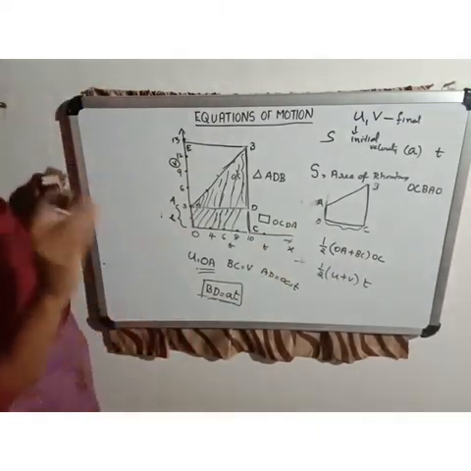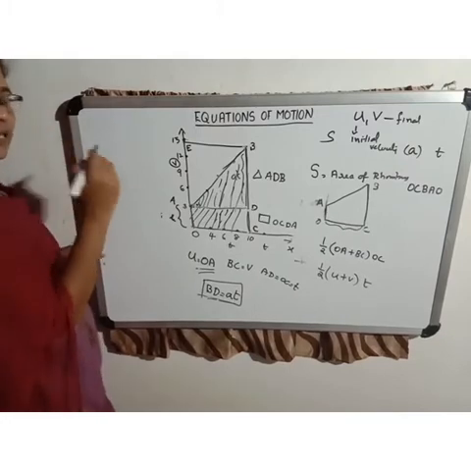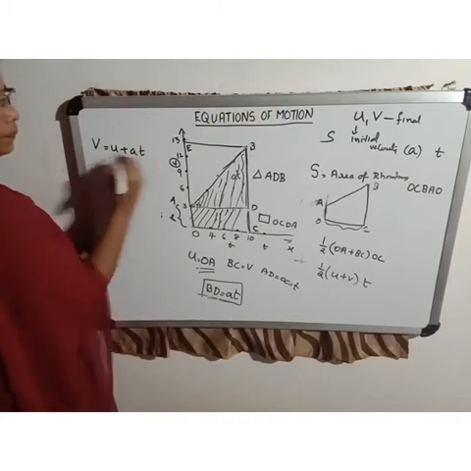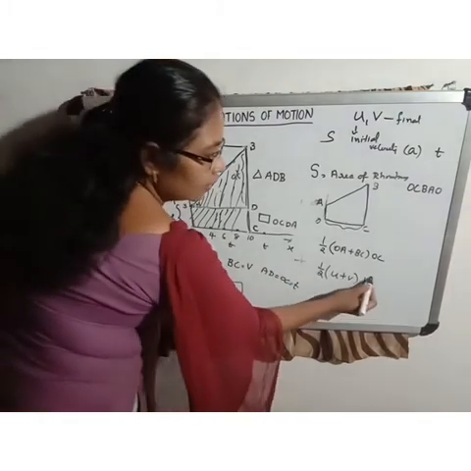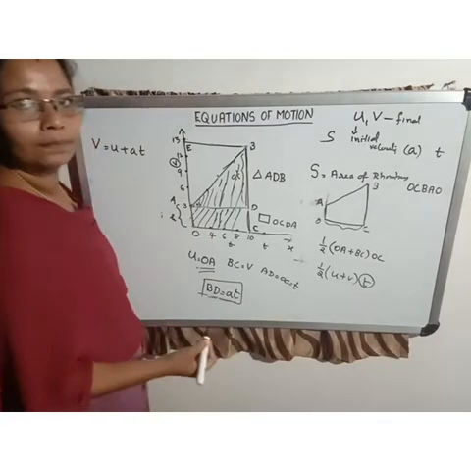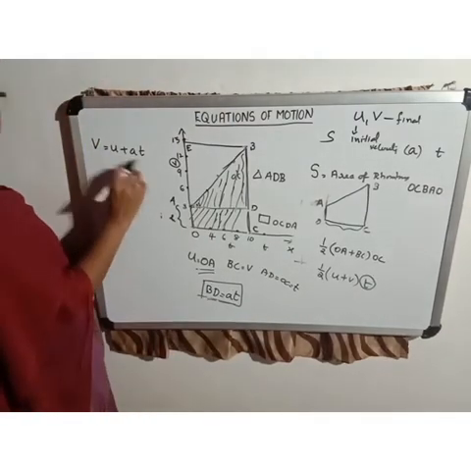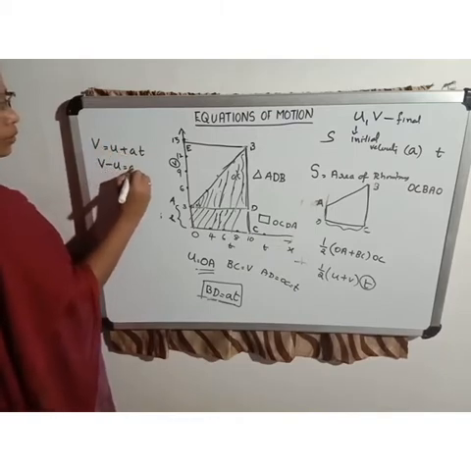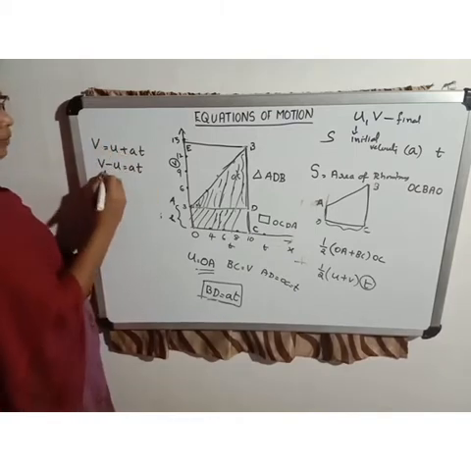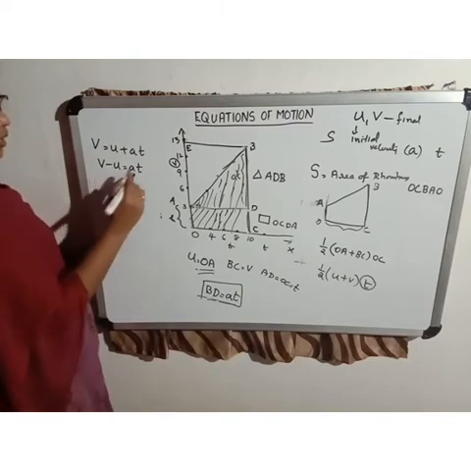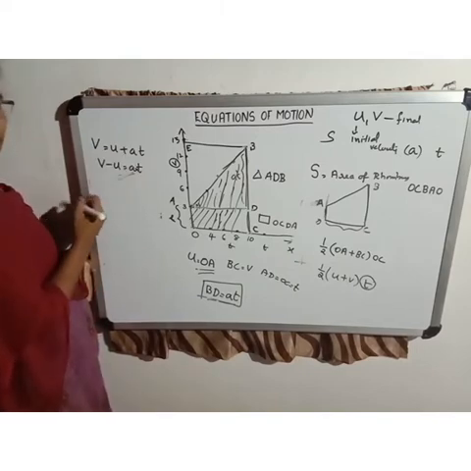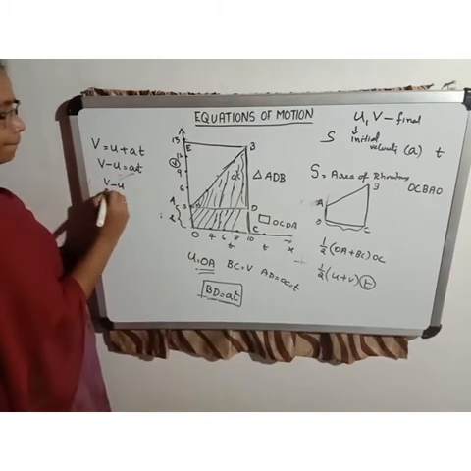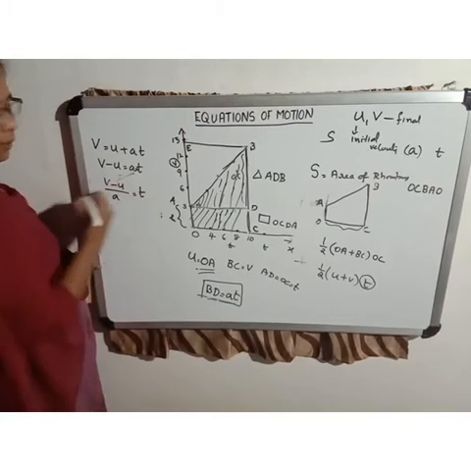So we studied the first equation of motion, which is V equal to U plus at. I want to get a term to substitute for T. So V equal to U plus at, and if U comes to this side, V minus U is equal to at. When a comes to this side, it was in the multiplication side, so it will go to the division side. So V minus U by a is equal to T.